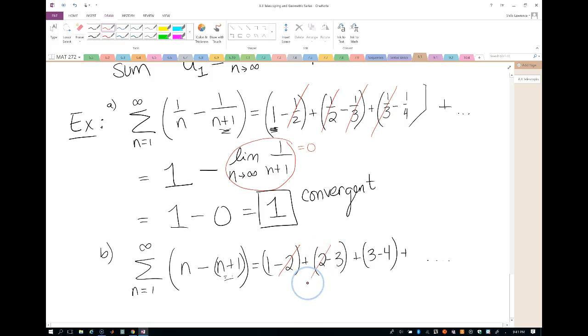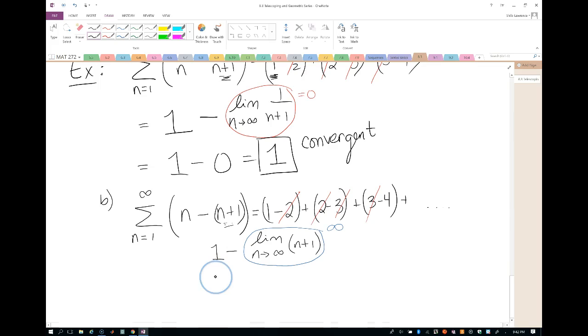We see that this is going to just collapse down to be your very first piece minus the limit of your second piece. And as n approaches infinity, n plus 1 is also going to approach infinity. So what we have here is 1 minus infinity, which is going to be a really huge negative number, and we can't specify what exactly that number is going to be. So this is divergent.